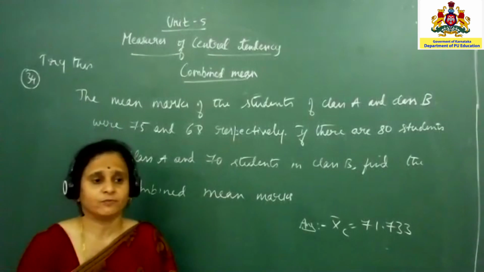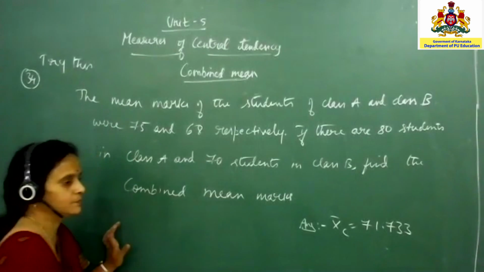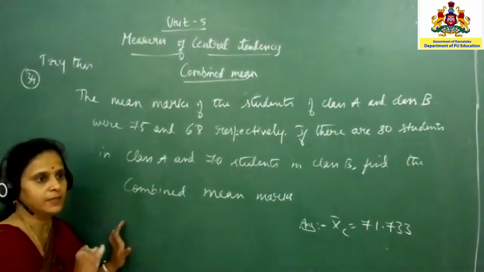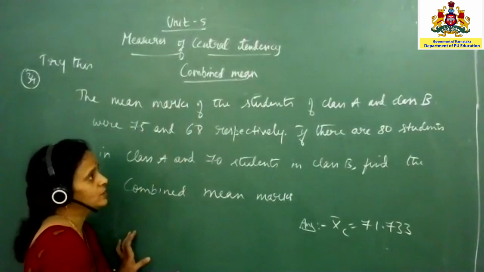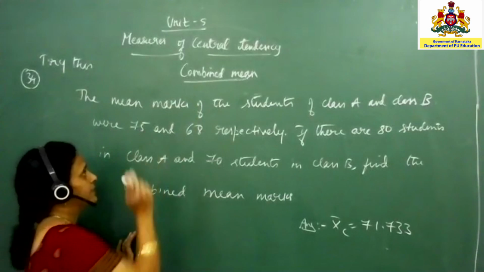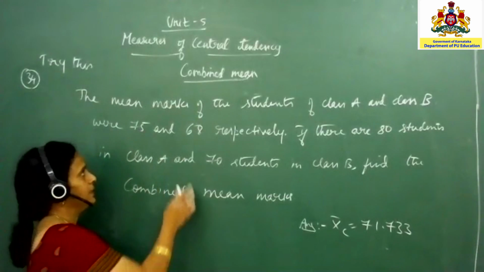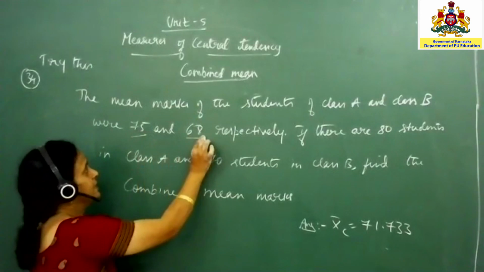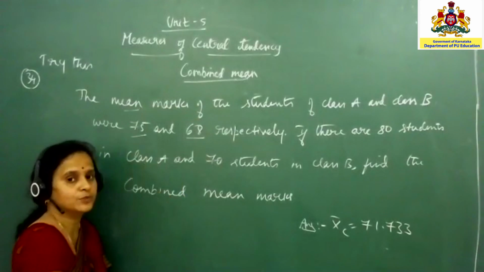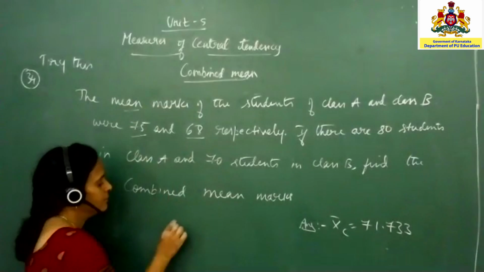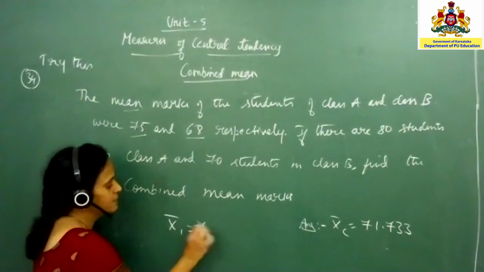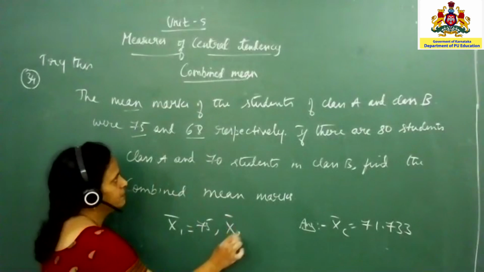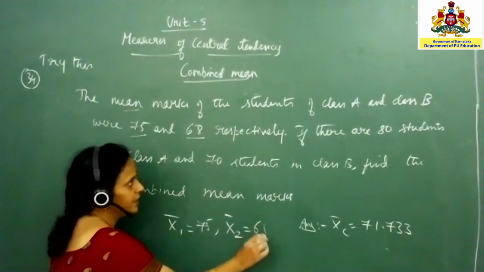Similar to the previous one, try this problem based on combined arithmetic mean. The mean marks of the students of class A and class B were 75 and 68 respectively. So 75 and 68 represent the mean values. As there are two values, I will take the first as x bar 1, which is 75, and x bar 2 as 68.